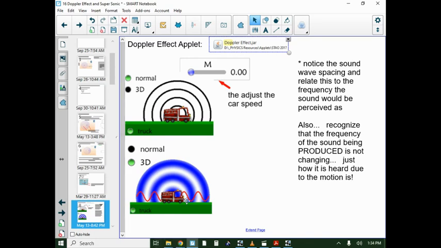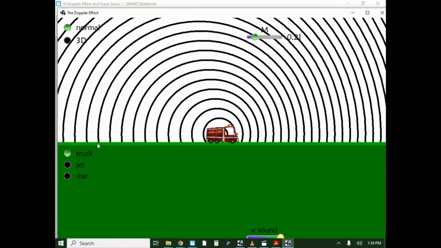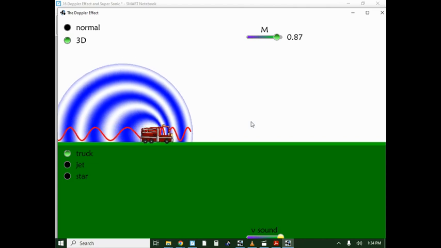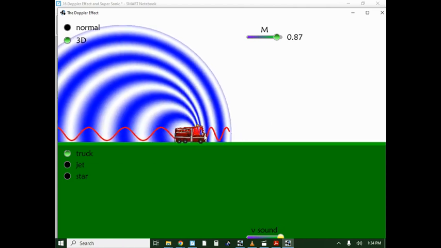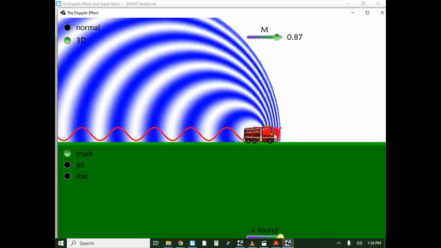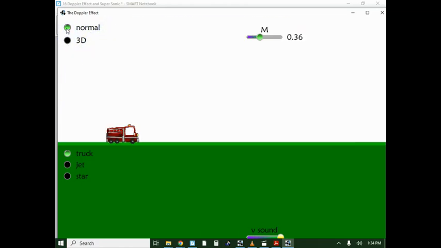If I go to the three-dimensional version, it's kind of nice because they show the sound wave, the red, and they have this three-dimensional look to it. So if I go a good percentage here, you can see the sound wave they're showing is maybe a little too compressed here, but it's very tightly compressed there. Let me go to a different one here.